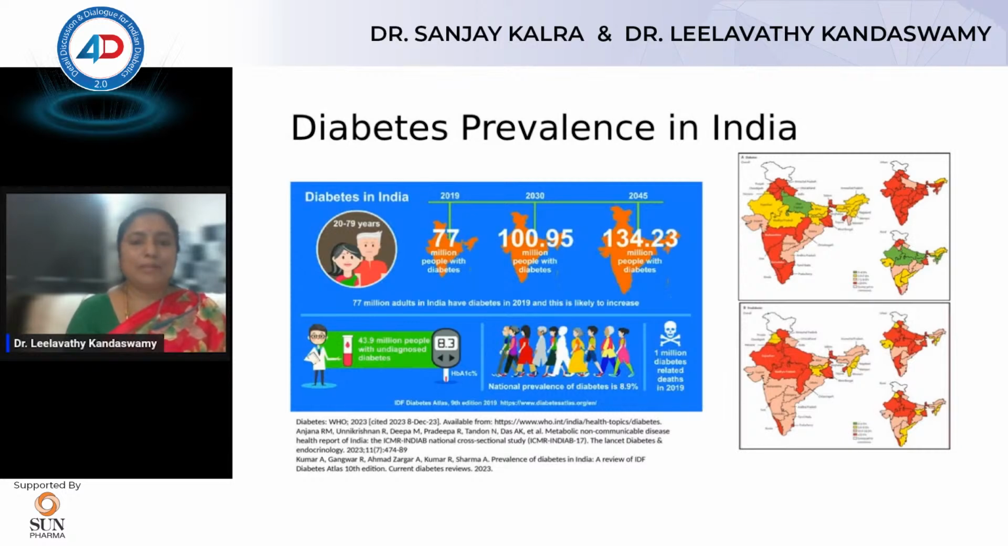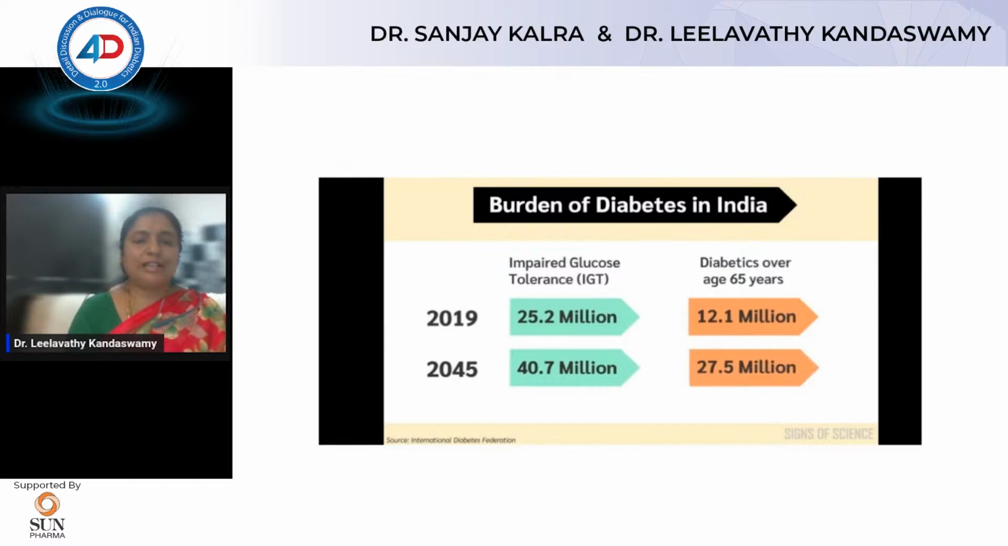This picture shows the variation of prevalence within the states of India, for pre-diabetes as well as diabetes. Coming to the burden of diabetes in India, along with diabetes, pre-diabetes is also increasing from 2019 to 2045, expected to go up by 40.7 million people with pre-diabetes. Similarly, older people are also affected by diabetes, which is expected to go up by 27.5 million.